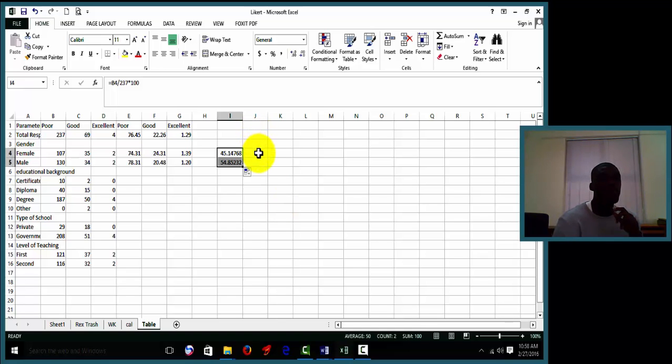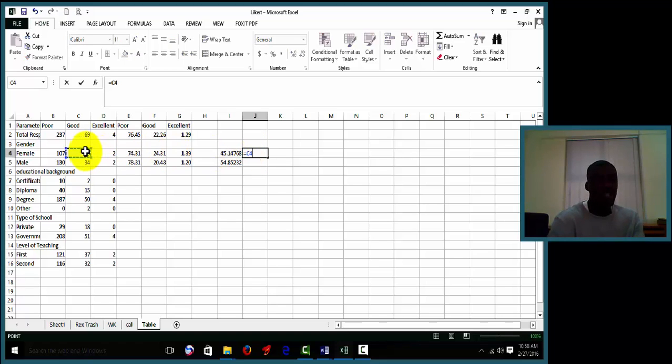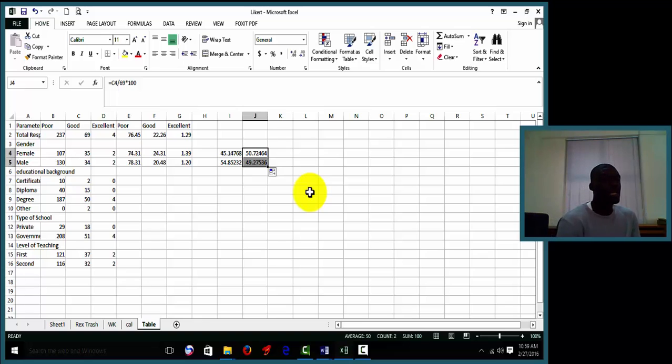If you want to do that for good, that will be this one divided by 69, multiplied by 100. Right. So we can have the results and then just pull it down. By just pulling it down, we can have that. So with this one, among those who presented with good attitude, we had 50% or 50.1%, if you want to round it out, or 50.7 rather, being females, and then 40.3 of them being males.